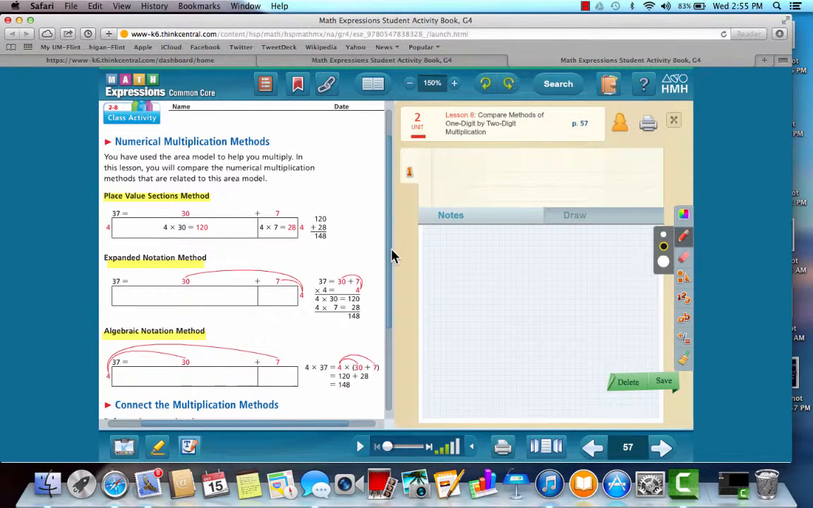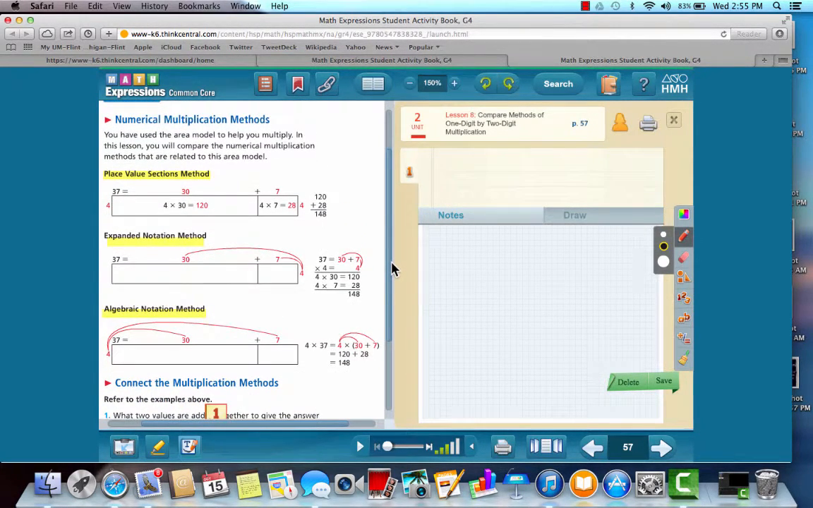Hi, today we're looking at Unit 2, Lesson 8, and you have already used the area model to help you multiply three different ways. There was the place value section method using the area model, the expanded notation method, and the algebraic notation method. Pretty much, they are all identical as far as setup using an area model.